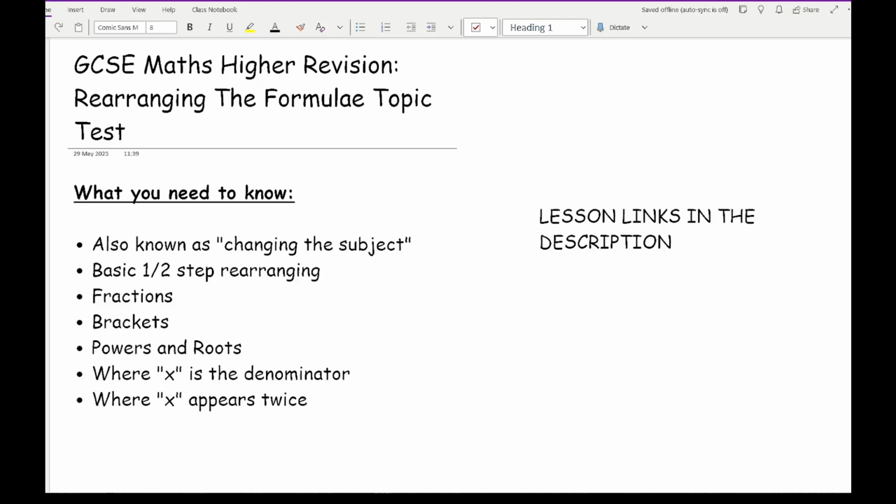Now, questions can range in terms of difficulty as well as the number of marks available. So some rearranging questions might be worth 1 mark or maybe 2 marks when you've got basic 1 or 2 step rearranging, or it could be worth 3, 4 or even 5 marks if there appear to be fractions, brackets, powers and roots, or where x is the denominator or x appears twice, where x is the letter that you want to rearrange to make the subject.